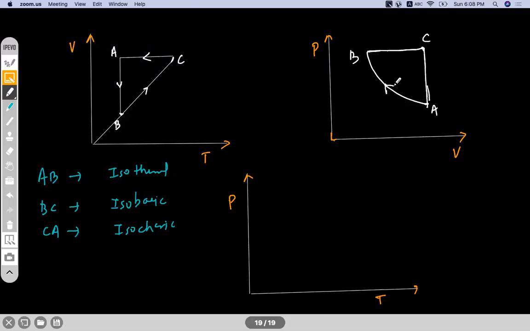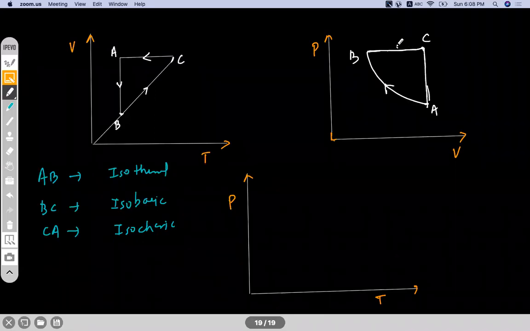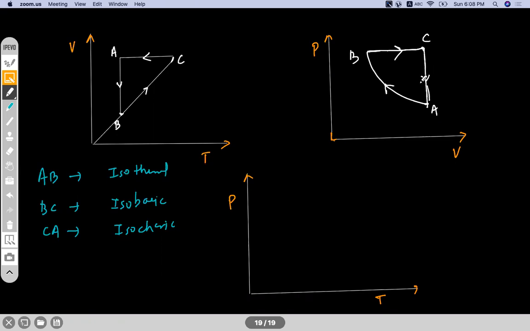A to B will go like this. Then we'll have B to C like this. Constant pressure C to A like this. This is the graph here. It's correct. C to A you see constant volume. A to B will have constant temperature. B to C will have constant pressure. This is the graph we have.